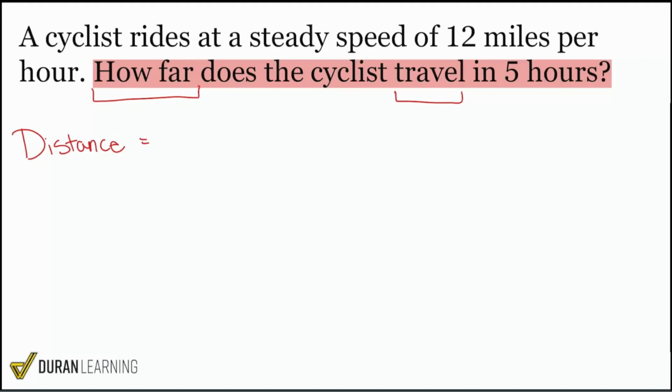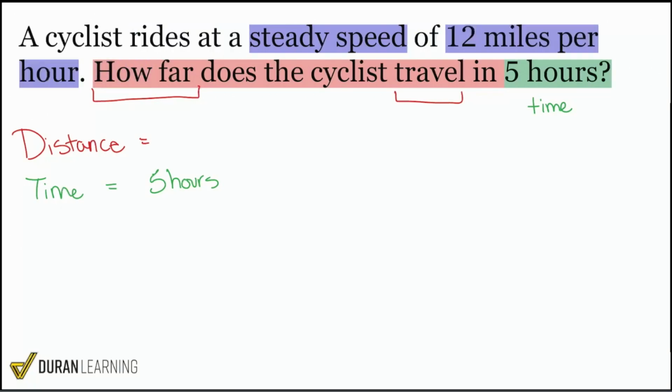So let me change this coloring here to green. 5 hours. That is a time unit right there. And then I see up here, let me use blue for more contrast. We have a steady speed that this cyclist is riding at, and it says 12 miles per hour. Everyone, the number itself doesn't matter. I want us to really never focus on the number. I want us to really focus on what the word means, or the number means. So it's 12 miles per hour.